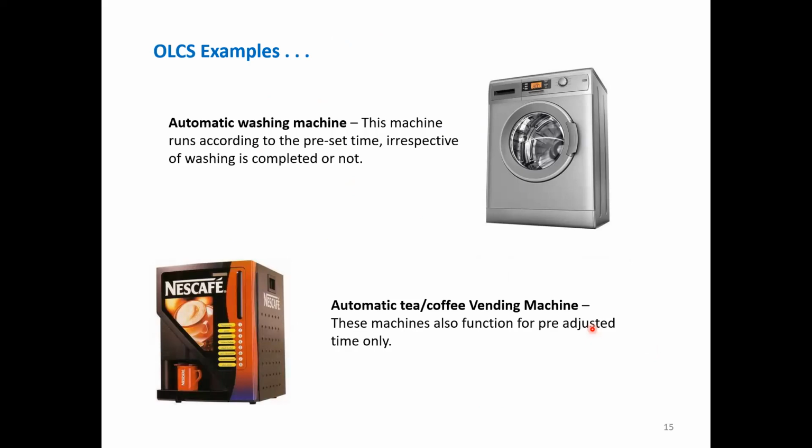You set the time, and it runs according to your timing. It does not measure or check whether the washing is complete or not. That is the open loop control system.